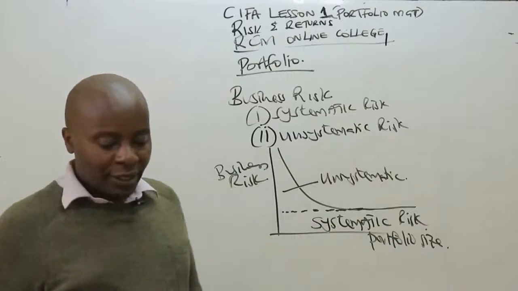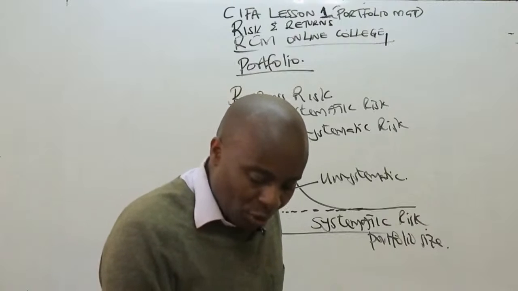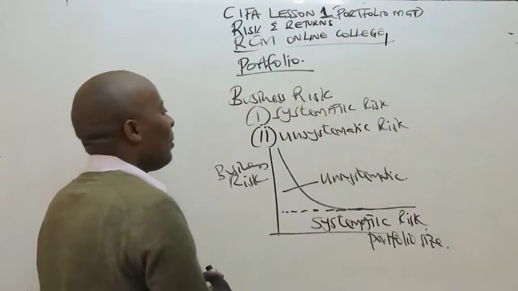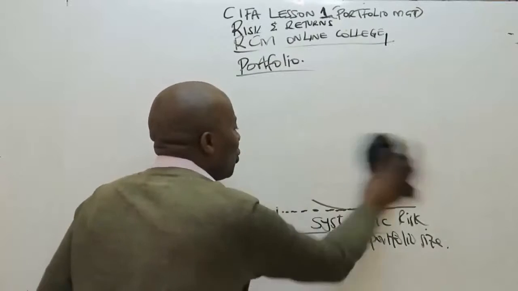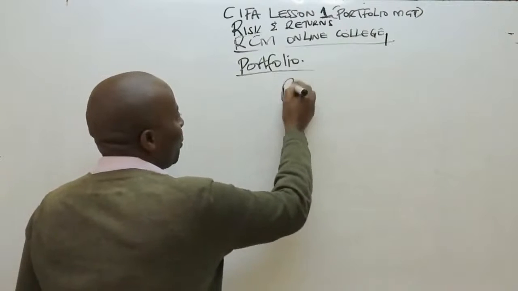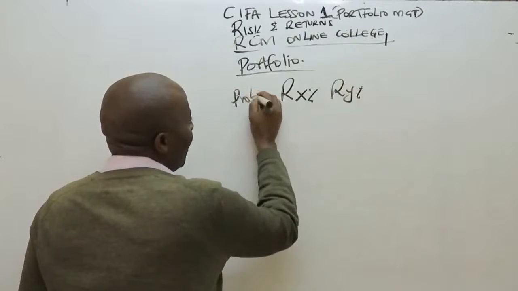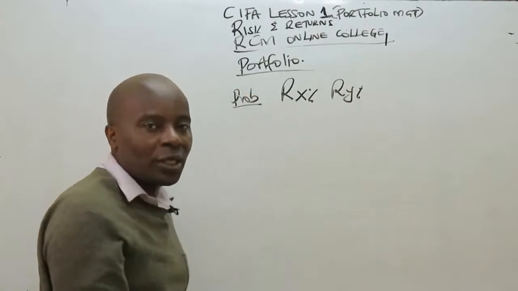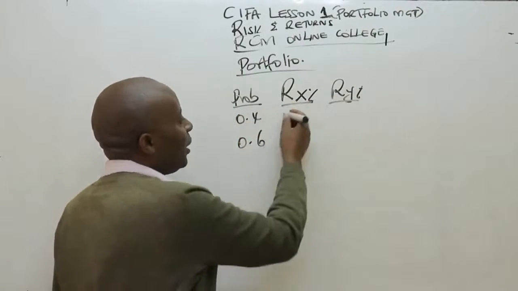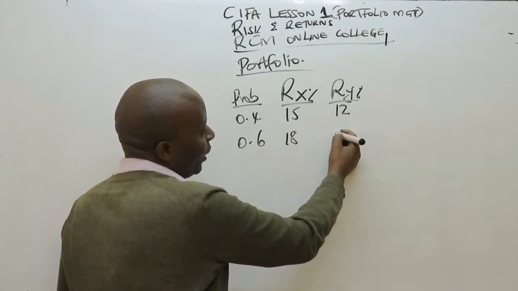Now, ladies and gentlemen, for us here, what are we supposed to remember? What are we supposed to know? Just for purpose of understanding this, I would want us to mention an example here. We have returns of security X. We have returns of security Y. Then they have given us probabilities for our two states of nature. So the probability here could be 0.4. Here we have 0.6. The return here could be like 15, 18. The return here could be like 12. And then we have 20, like that.